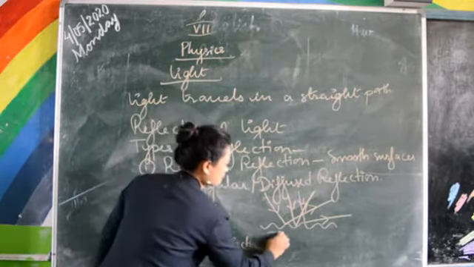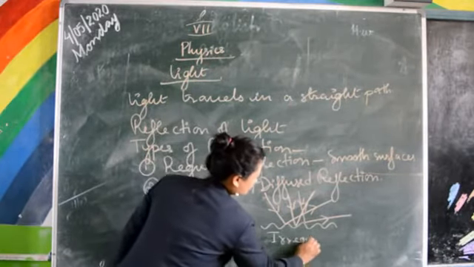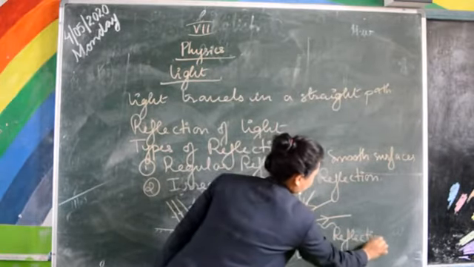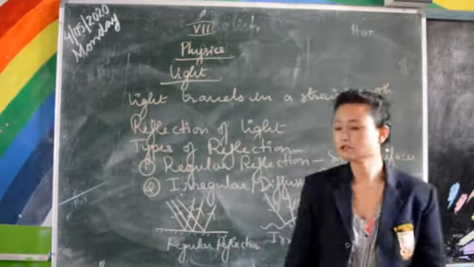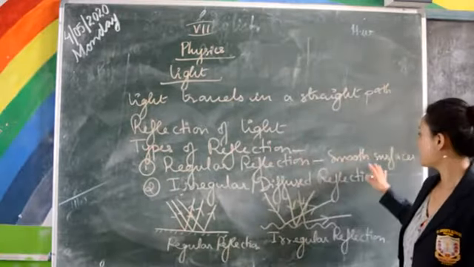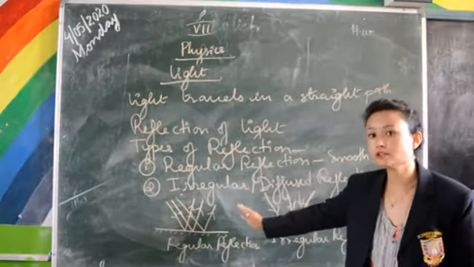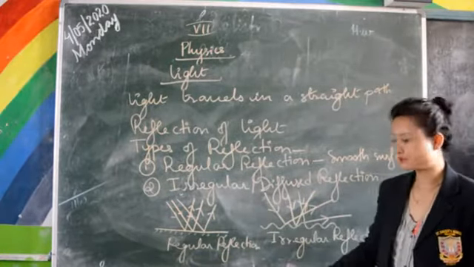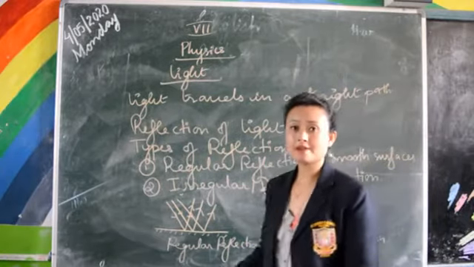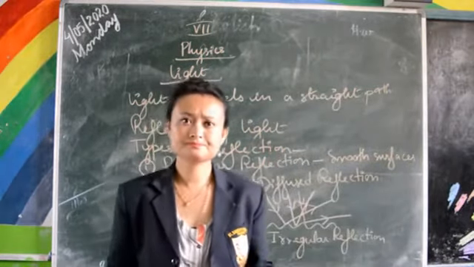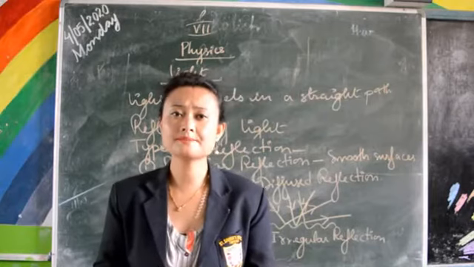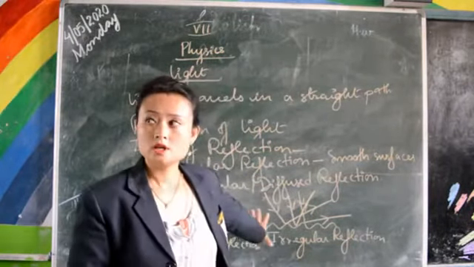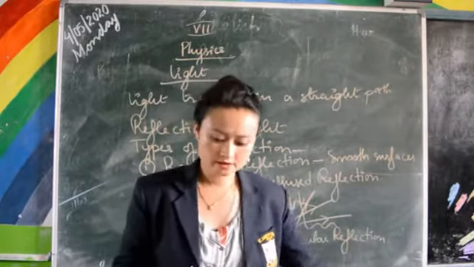The another one is for irregular reflection. Regular reflection takes place in smooth and polished surfaces, whereas irregular reflection takes place in rough or unpolished surfaces. So you have the diagram in the book. Please refer to those diagrams, and I want you to draw it in your copies, okay? And you write the definitions as well, for regular as well as irregular.